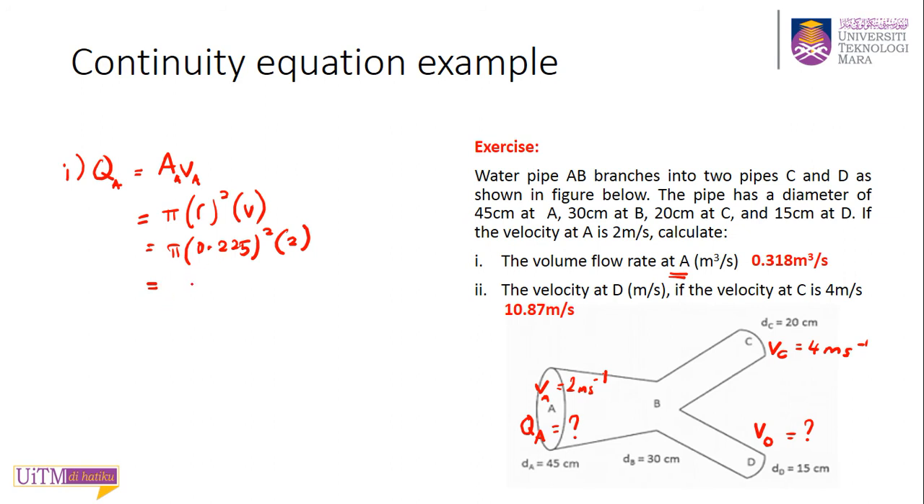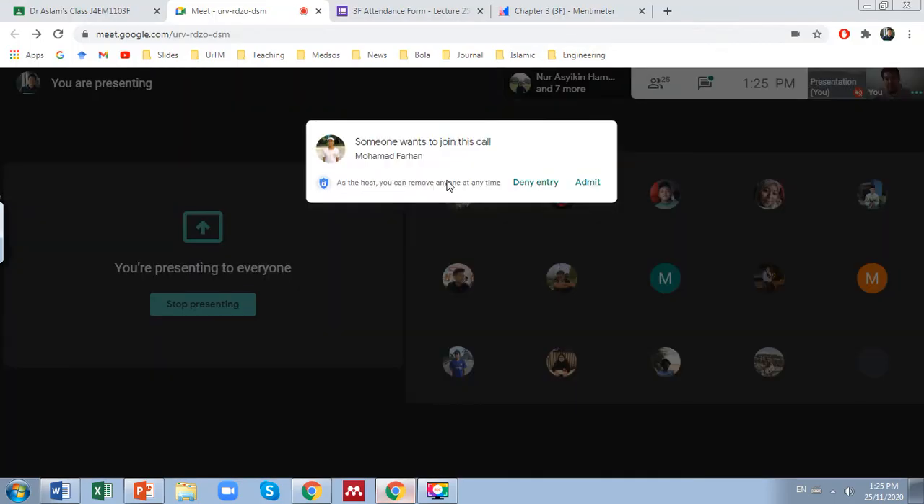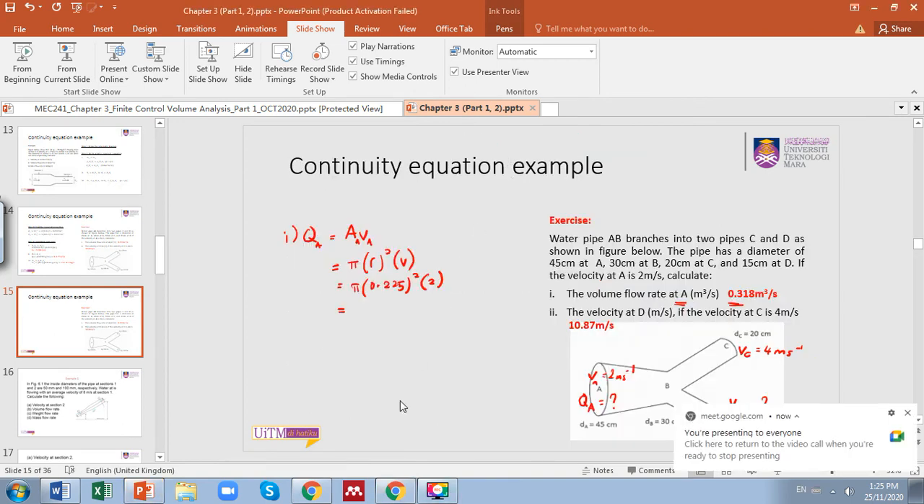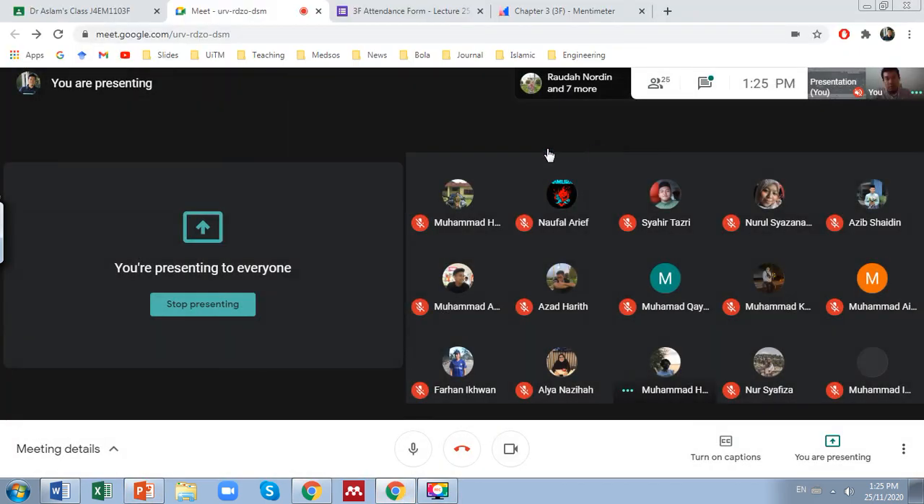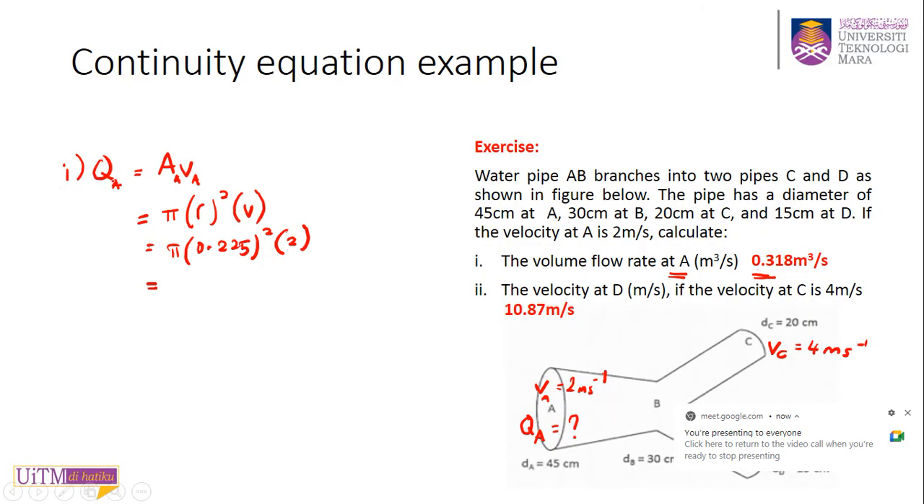What is the value? Pi times 0.225 squared times 2. Is it the same as here, 0.318? Let me allow some time. Okay, so the answer is correct. I didn't check it, but you check it. 0.318. Don't forget the unit, meter cube per second.